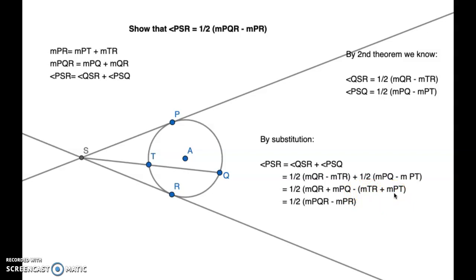However, notice that this is what we have here for our measurements of arc PQR and arc PR. So we can substitute that in, and we see that we ultimately get the equation 1/2 of the difference of arc PQR and arc PR. So this shows us that the angle PSR is equal to this difference here, and thus proving the theorem.